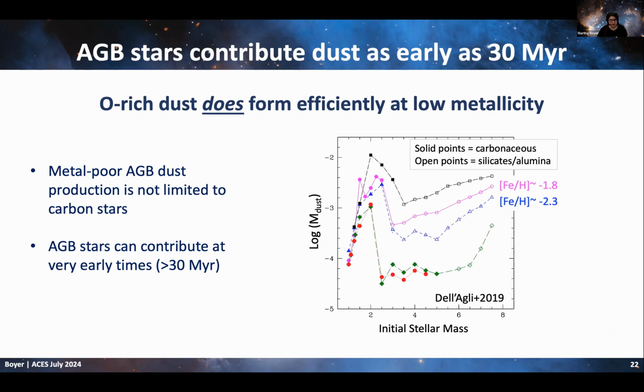But before I talk about JWST, I just want to point out that there are some models out there that are starting to show that even at low metallicities, so here in magenta and blue are metallicities that are kind of similar to the galaxies that I was just showing you, the highest mass AGB stars are making almost as much silicate dust as the lower mass ones are making carbon dust. So the models are starting to come around to this idea.